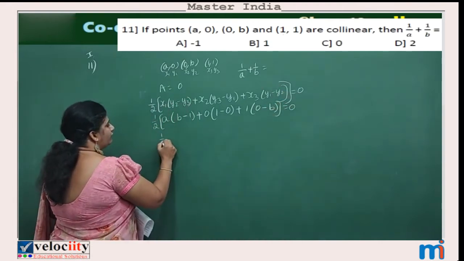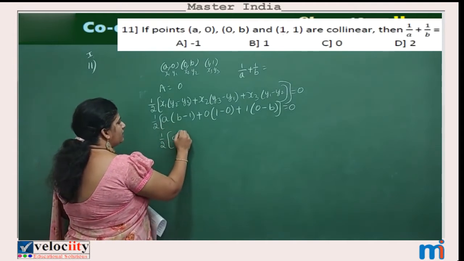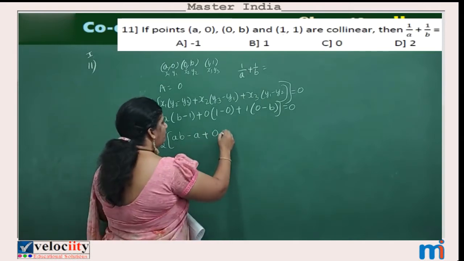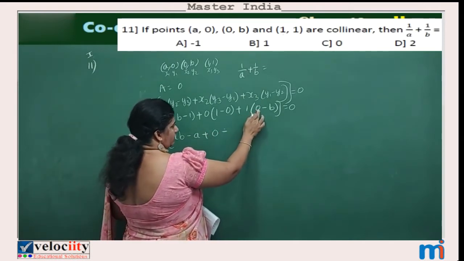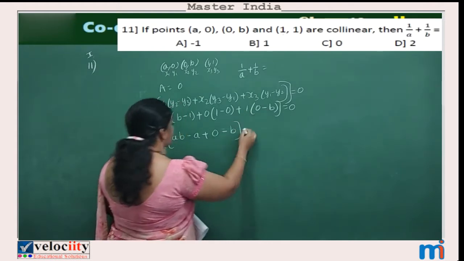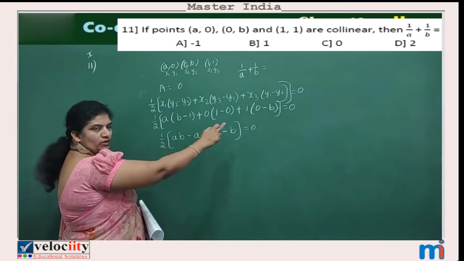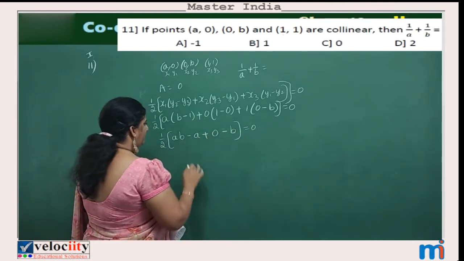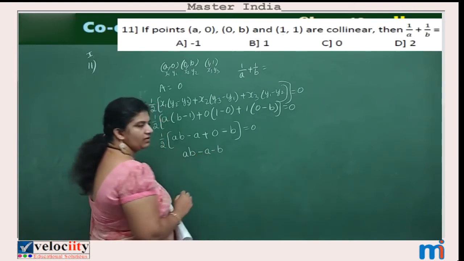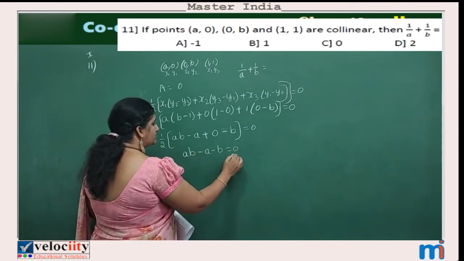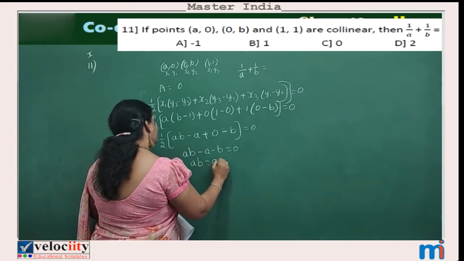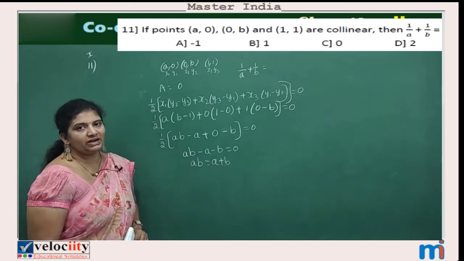Okay. Half of AB minus A plus 0. 0 into anything will be 0, plus 1 into 0, 0. No need of writing. Plus into minus, minus 1 into B will be minus B is equal to 0. Send this to other side. 2 into 0 will be 0. And right here, AB minus A minus B equal to 0. Send this minus A minus B to the other side. AB is equal to A plus B. AB is equal to A plus B.